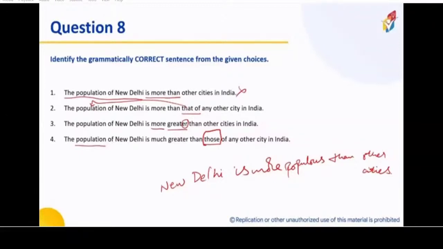Is fine. So, the population of India is more than that of any other city in India is the right expression. So, this is a pretty simple comparison question, not a tough grammar one. So, you should be able to get this right. Let's look at the next question.